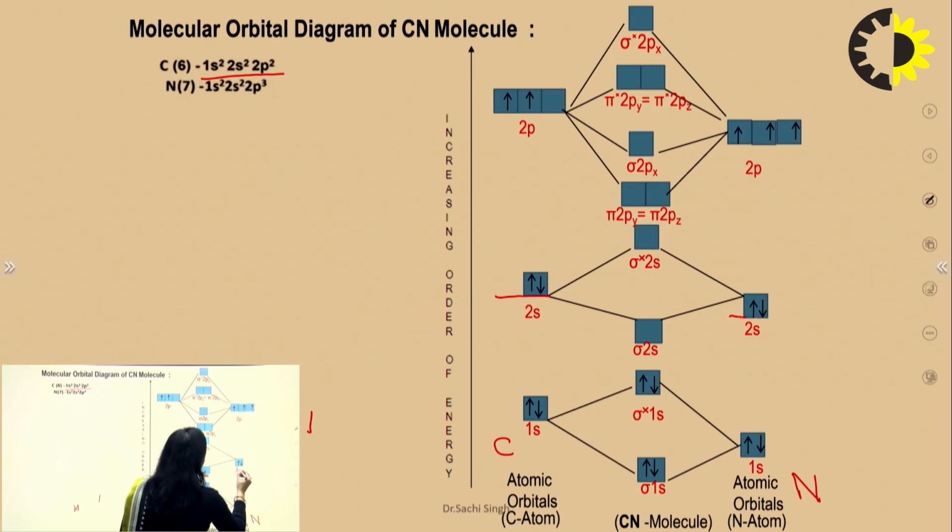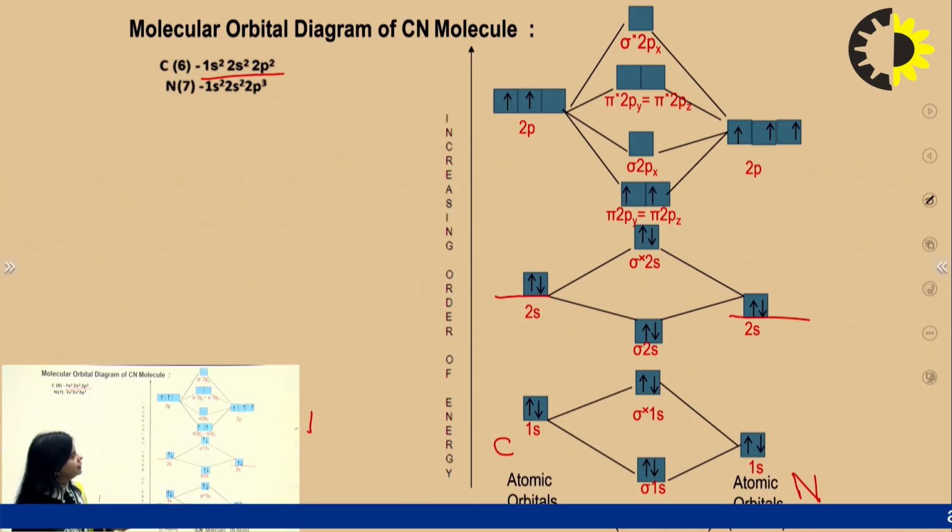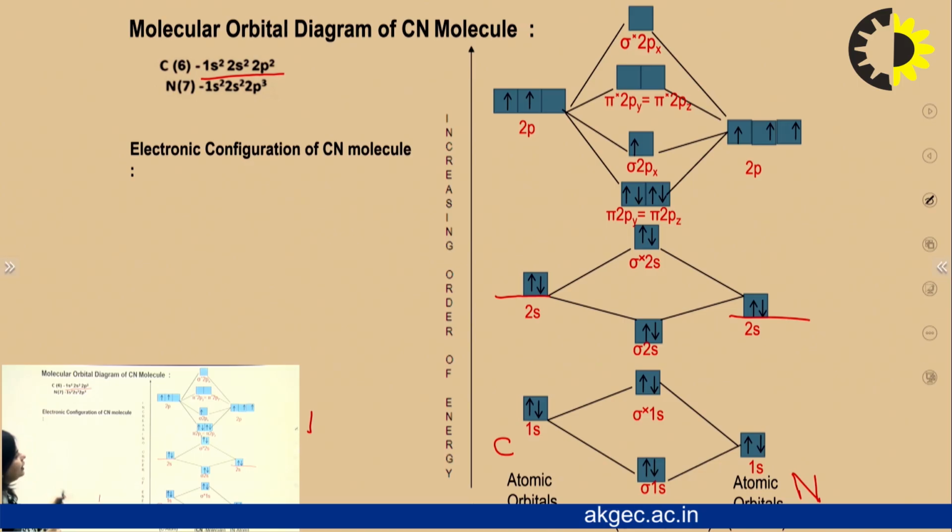So here the electrons are combined. One is sigma 2s and sigma star 2s, 2 bonding, 2 antibonding. Now coming to the p orbitals, there are 5 electrons in the p orbitals. Because they have equal energy, they are firstly filled singly and then they start to pair up, and then 1 electron goes in the sigma 2p. So this is the electronic configuration for the CN molecule.